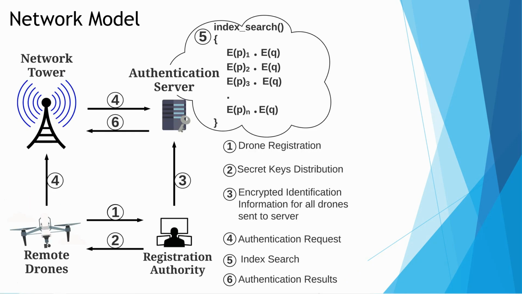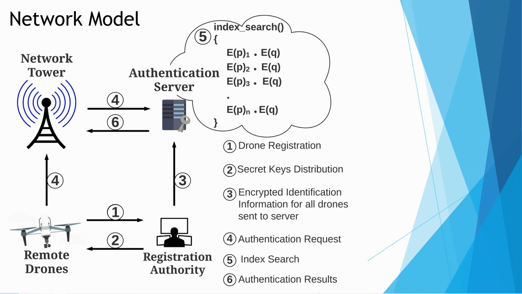In the network model, we have three entities. The remote drone. Its purpose can be many things, such as delivery, reconnaissance, etc. However, before the drone can be used in our system, it has to be registered with the registration authority, as shown in step 1. After registration, it will be able to send the authentication request to the authentication server over the network, as shown in step 4.